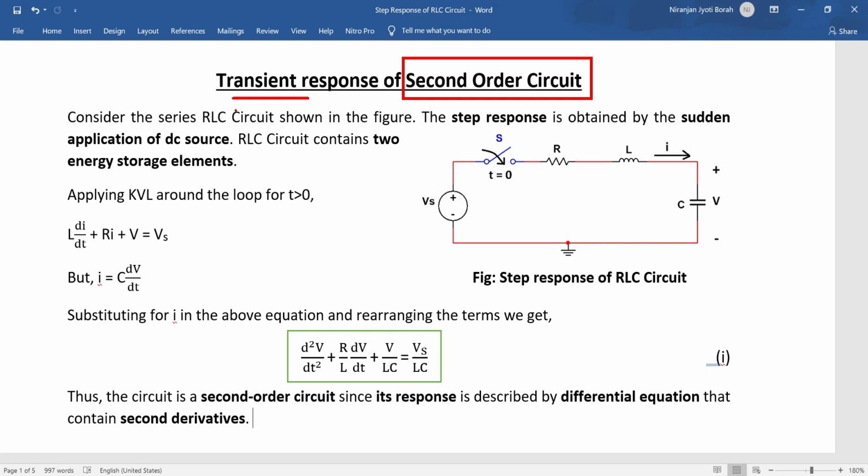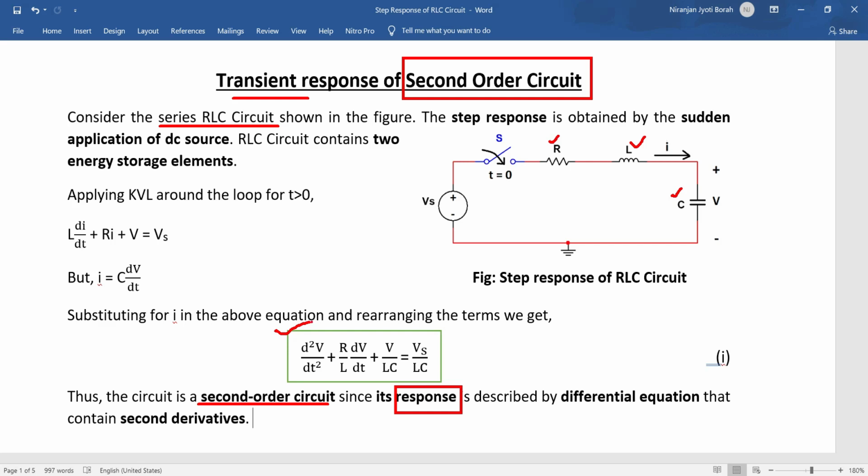So today I am going to take a series RLC circuit, which is typically a second order circuit with three passive elements, namely R, L and C. The series RLC circuit is called a second order circuit as any voltage or current, that is, response of the circuit, can be described by a second order differential equation for the circuit analysis.